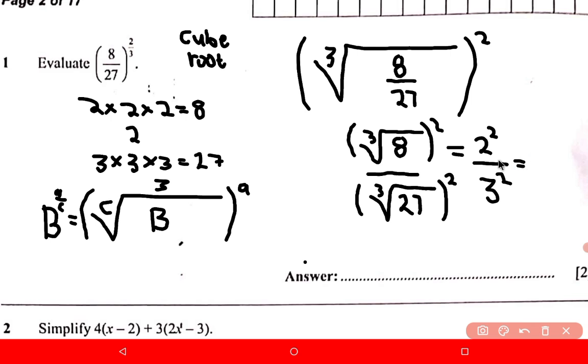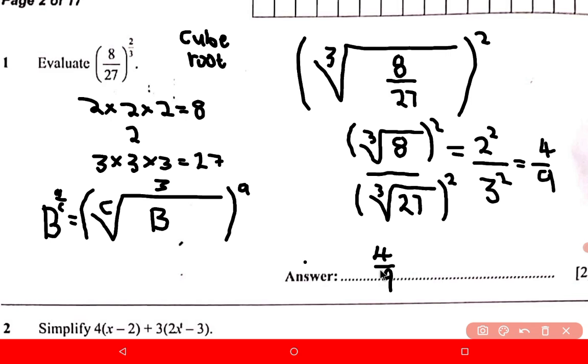Then what are we going to have? 2 squared, that will be 4. 3 squared, that will be 9. And we cannot reduce this further, okay? So our answer will just be 4 over 9.